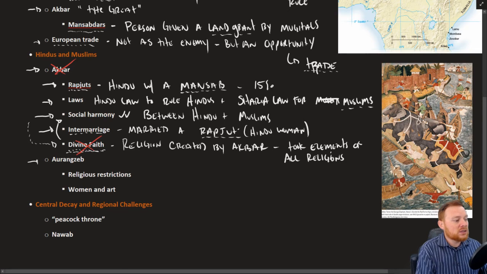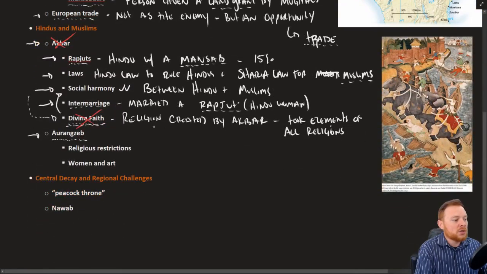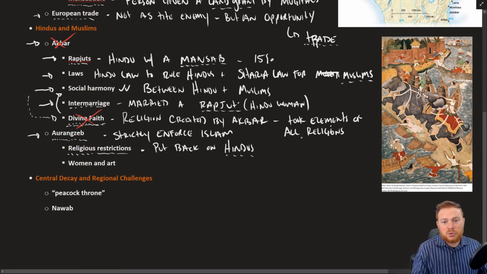Akbar's grandson, Aurangzeb, took a completely different approach to the demographic problem, and that was, instead of encouraging social harmony, to strictly enforce Islam. So a lot of religious restrictions under Aurangzeb were put back on Hindus, especially other religious minorities, but especially Hindus because they were the majority population.